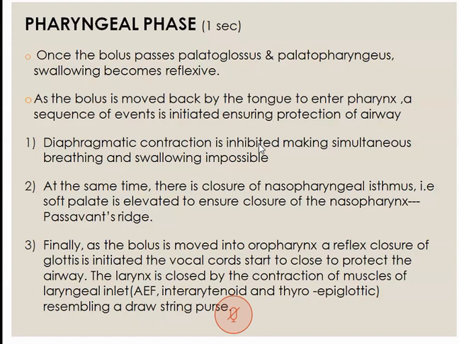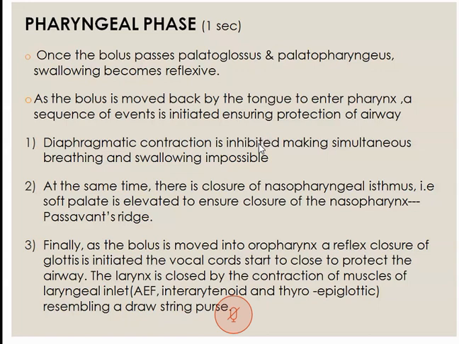At the same time, there is a closure of the nasopharyngeal isthmus. The soft palate is elevated to ensure the closure of the nasopharynx. The diaphragm contraction is stopped, and the nasopharynx is closed by elevating the soft palate, particularly at the area of the Passavant's ridge. You know the ridge in the soft palate. Finally, as the bolus is moved into the oropharynx, a reflex closure of the glottis is initiated. That is how the vocal cords start to close to protect the airway.